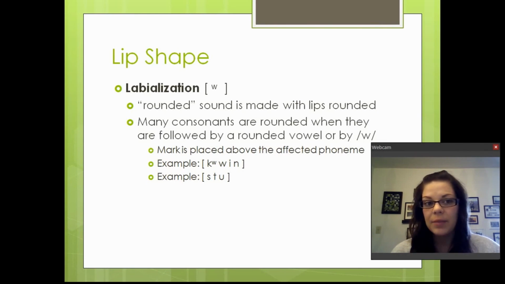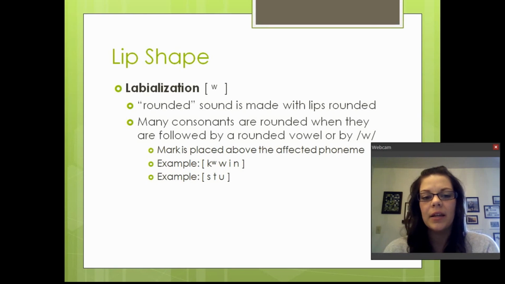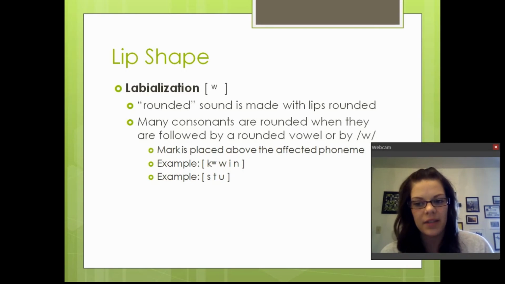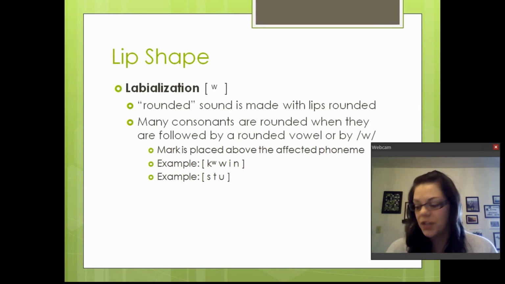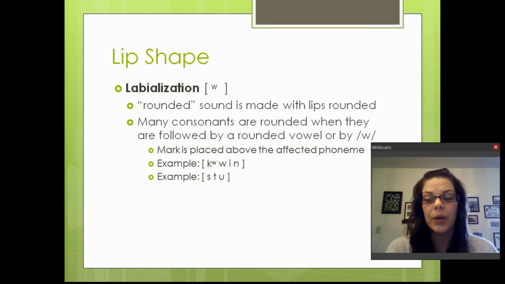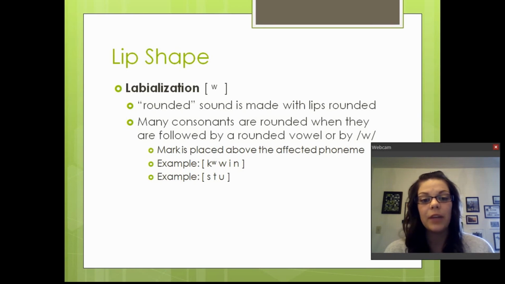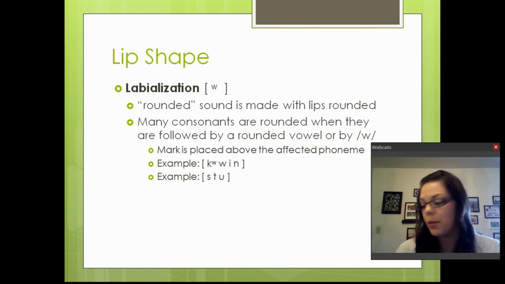So if I am using queen, you'll notice queen, my K is rounded because it's anticipating the rounding of the W. Also, in the word stew, we have the S and the T are both rounded and anticipating the oo. Stew, stew. See, we have that rounding with both of those consonants.